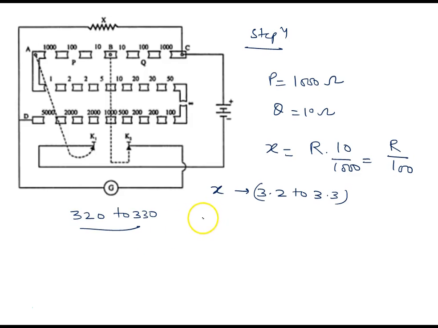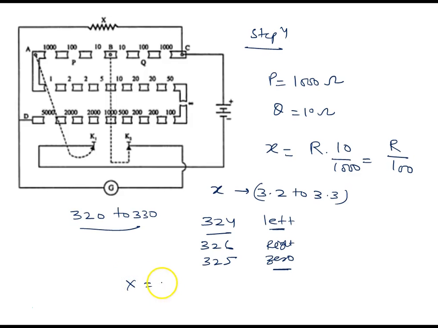Suppose I plug 324 resistance in arm AD. I see the deflection is toward left. I plug the 326. I observe deflection is right. And I plug the 325. I observe that no deflection. It means what is the value of X? X can be written as 325 by 100. It is 3.25 ohm.